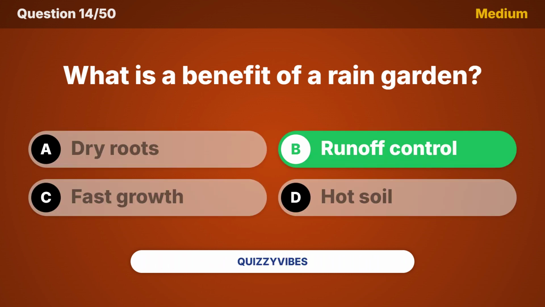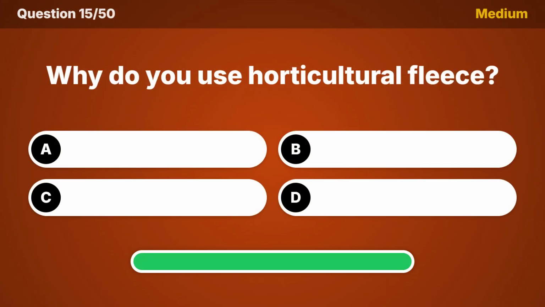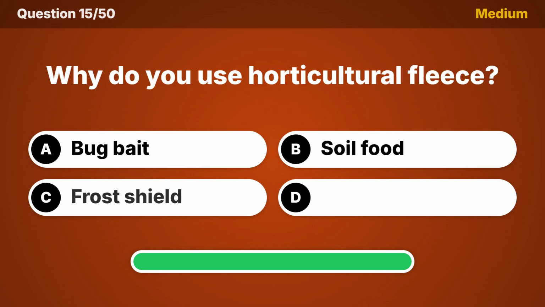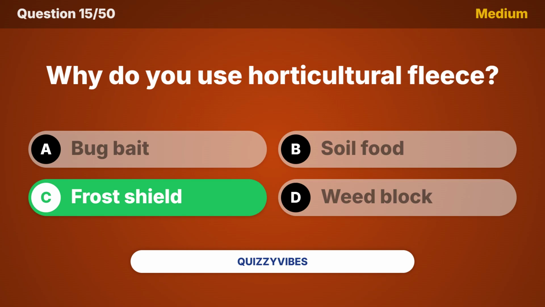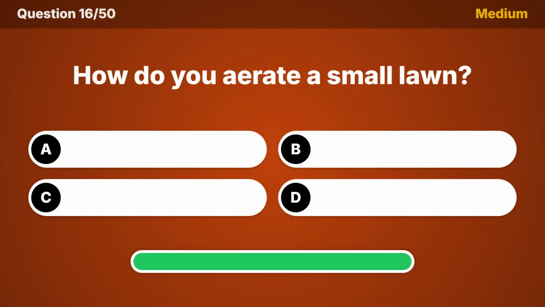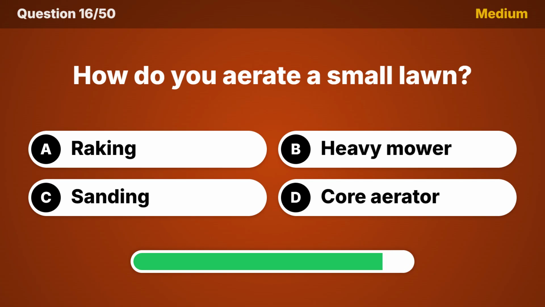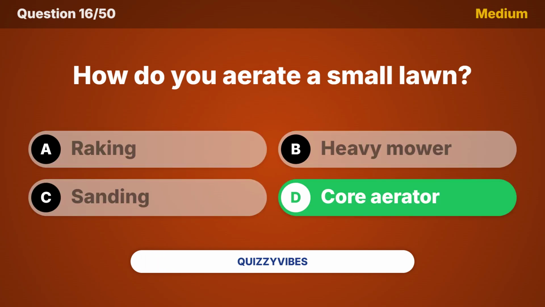Did you guess it? The answer is runoff control. Why do you use horticultural fleece? The answer is frost shield. How do you aerate a small lawn? Did you guess it? The answer is core aerator.